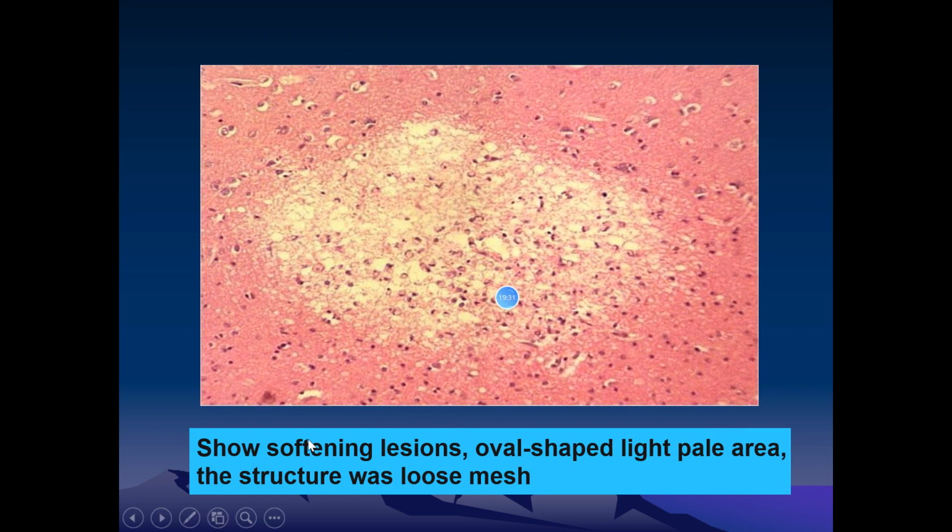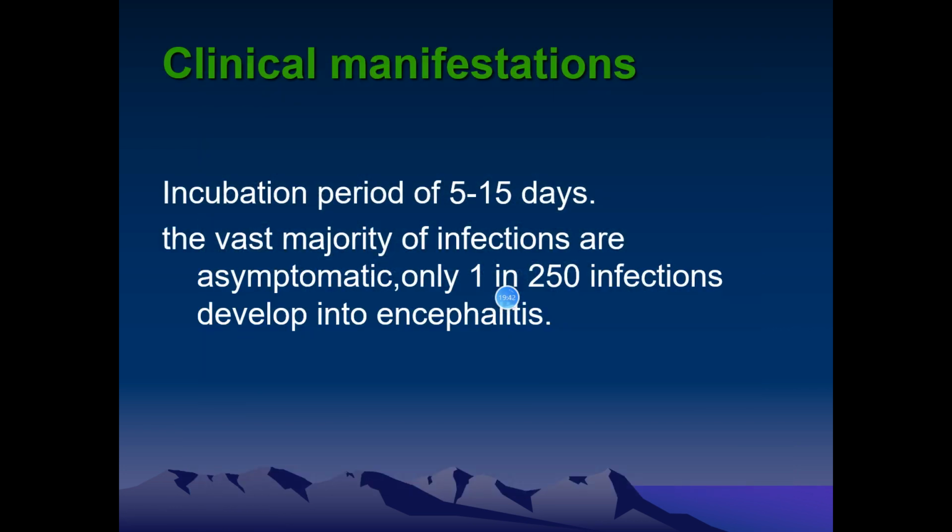We saw this picture. It shows the soft lesions over the shaped light prim arrow. The structure also loses mass. Okay, we should know the clinical manifestation. It's an important concept we should know: Japanese encephalitis has an incubation period of 5 to 15 days, and the vast majority of infections are asymptomatic.